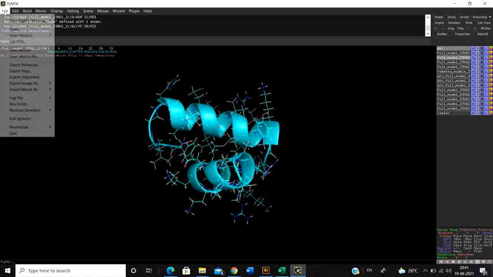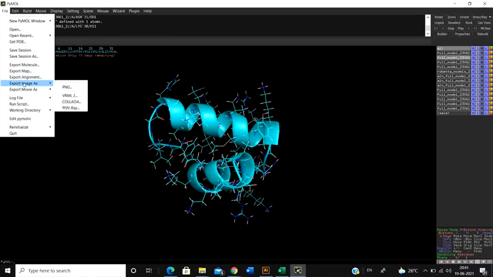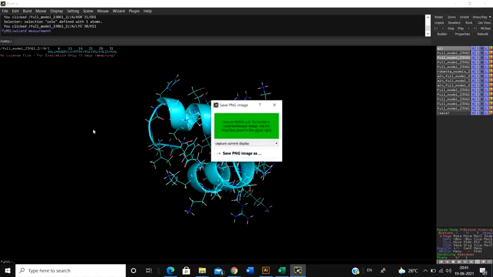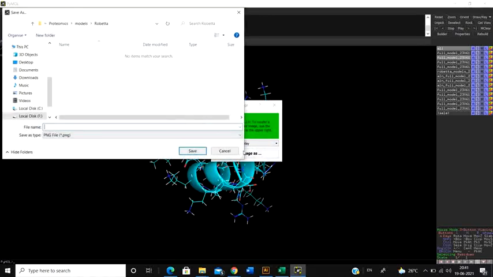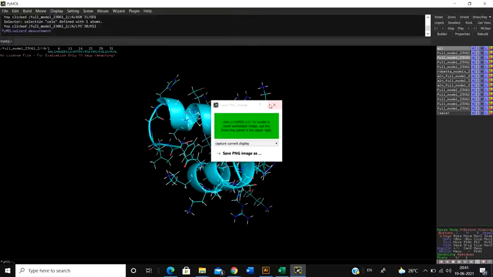How to do it? There is an option called File, and under File you have an option. Suppose you need to save the image, there is Export Image As, and then click on PNG, and now click on Save PNG Image As, and then you have to give the name of the protein and save it, and it's going to get saved.